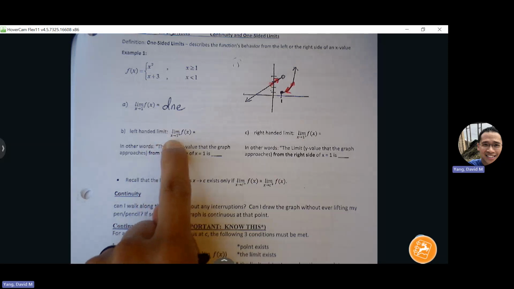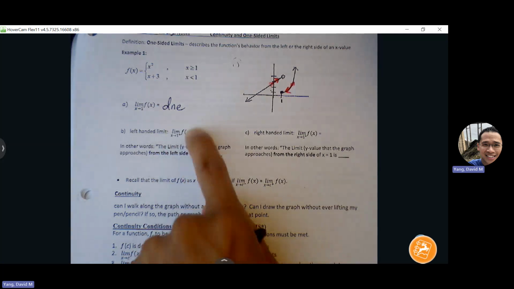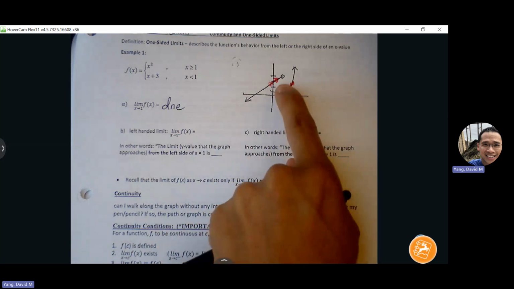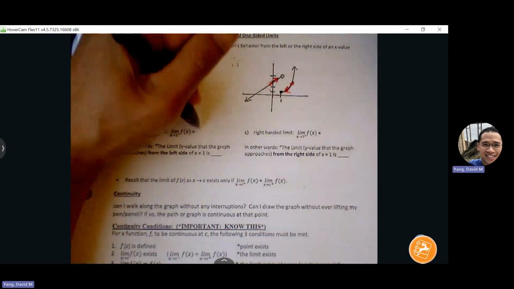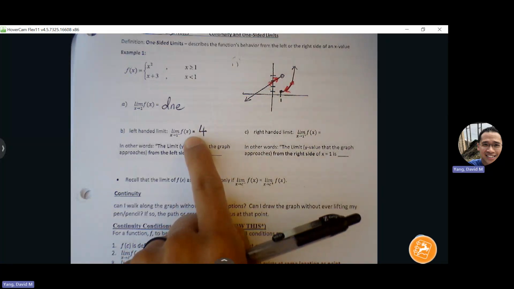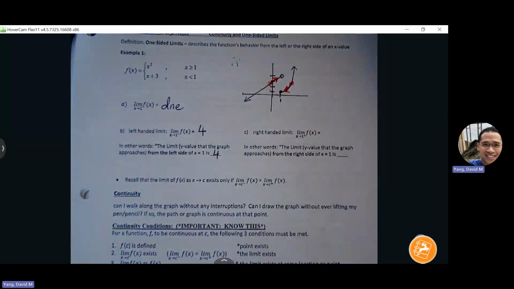If we're approaching 1 from the left side of 1, you see that negative sign up in the exponent, that indicates what this arrow is doing. So where is this arrow headed? What y value is that arrow headed towards? Getting closer towards 4, yeah. So we can say that the one-sided limit as we approach 1 from the left side is equal to 4.